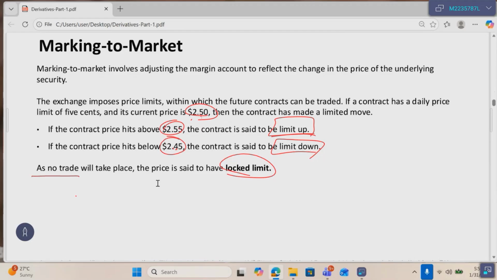You come to the part where this is called mark to market. I'm trying to mark my position on a daily basis and pay that amount. Okay, mark to market.